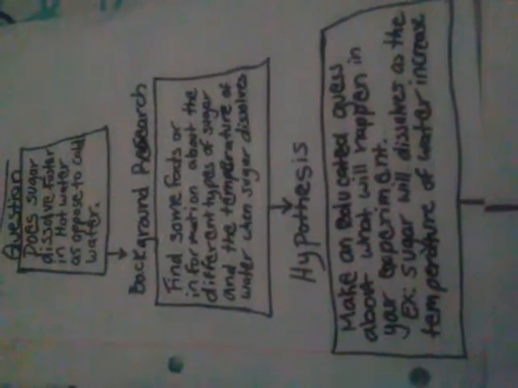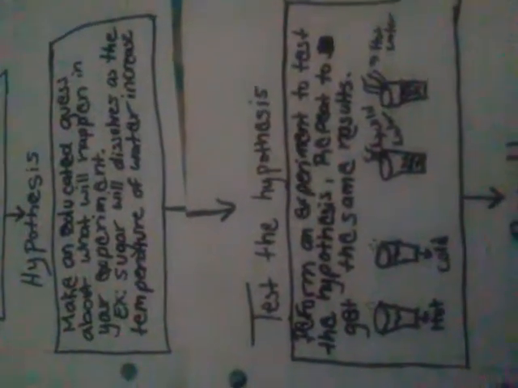And the third step in the scientific method is the hypothesis. A hypothesis makes an educated guess about what will happen in your experiment. So, for example, I can say sugar will dissolve faster as the temperature of water increases. This is what I predict will happen in the experiment. That's what a hypothesis does. The third step is to just make an educated guess.